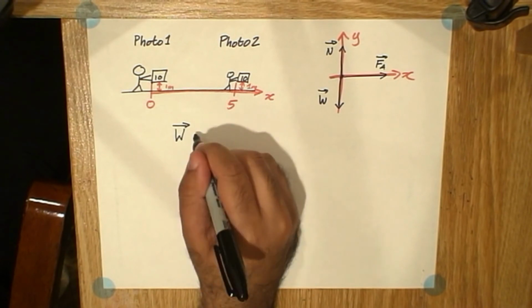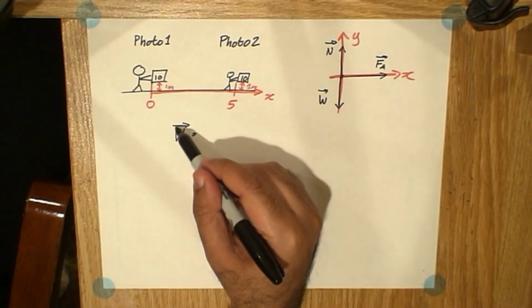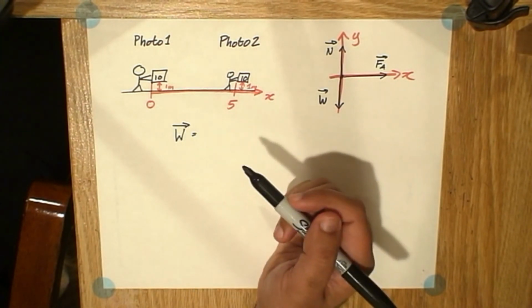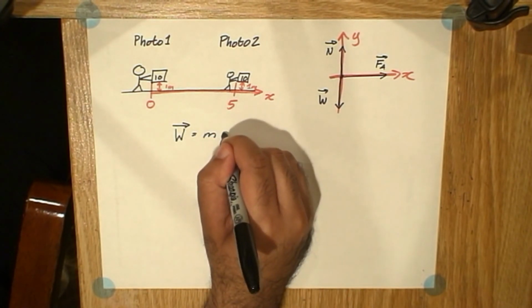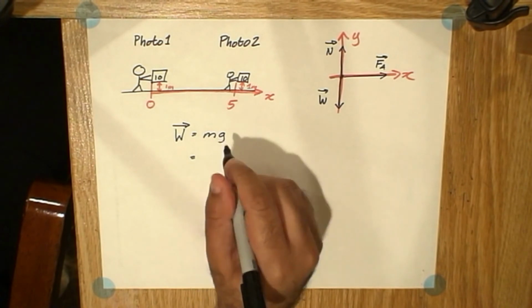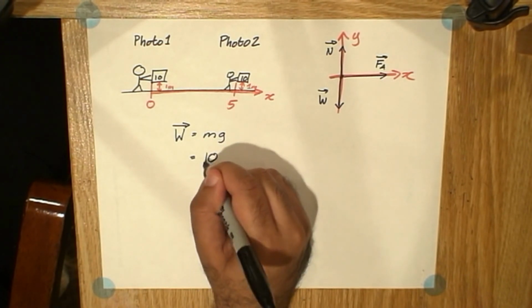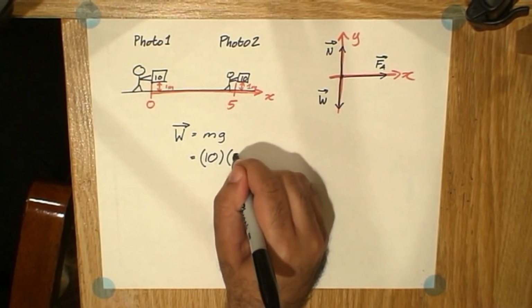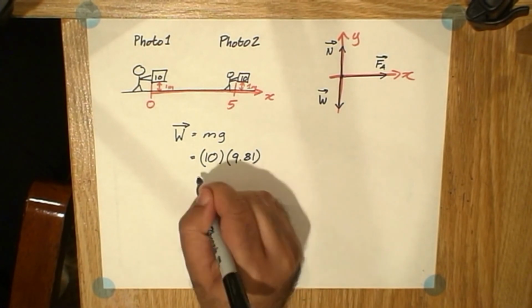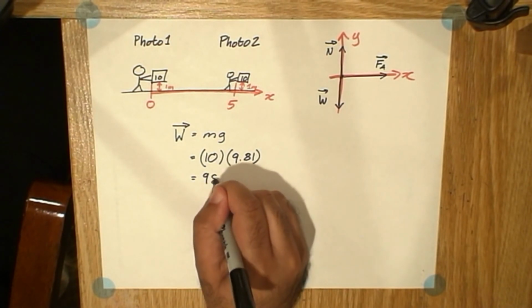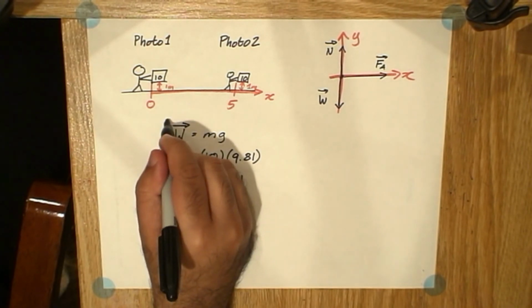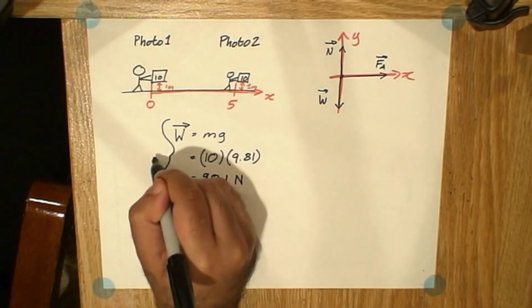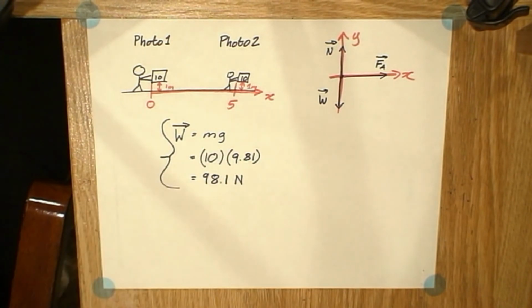The weight force, which is symbolized as the W with a vector sign, so that we don't confuse it with work, which doesn't have the vector sign, is equal to mass times gravity. The mass is 10 kilograms. Gravity is the familiar 9.81, which works out to 98.1 newtons. So that is the force of weight.